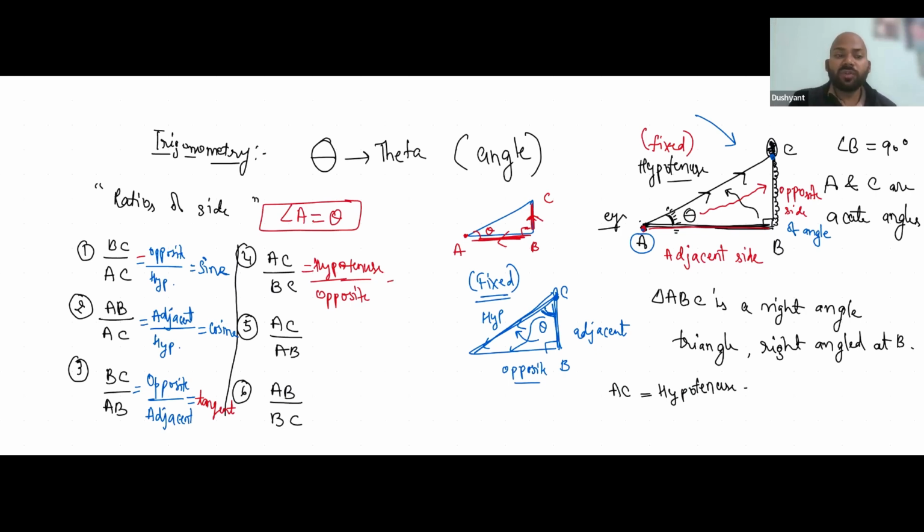So it's just the reverse of the first one. Can you see? Opposite over hypotenuse, and it's hypotenuse over opposite. So the reverse of sine is actually known as the cosecant.